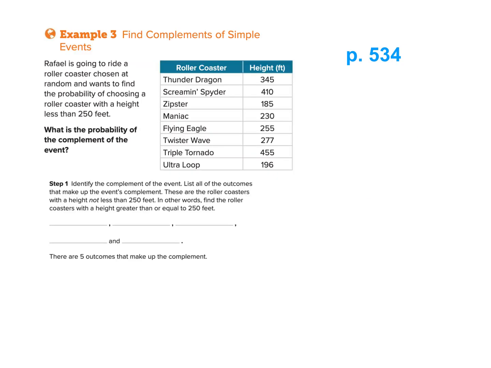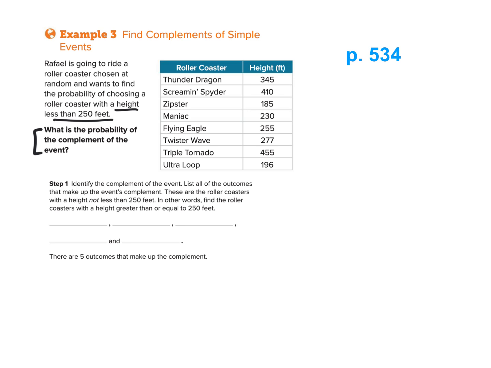So if we look at page 534, let's try one. Raphael is going to ride a roller coaster, chosen at random, and wants to find the probability of choosing a roller coaster with a height of less than 250 feet. It says, what is the probability of the complement of the event?